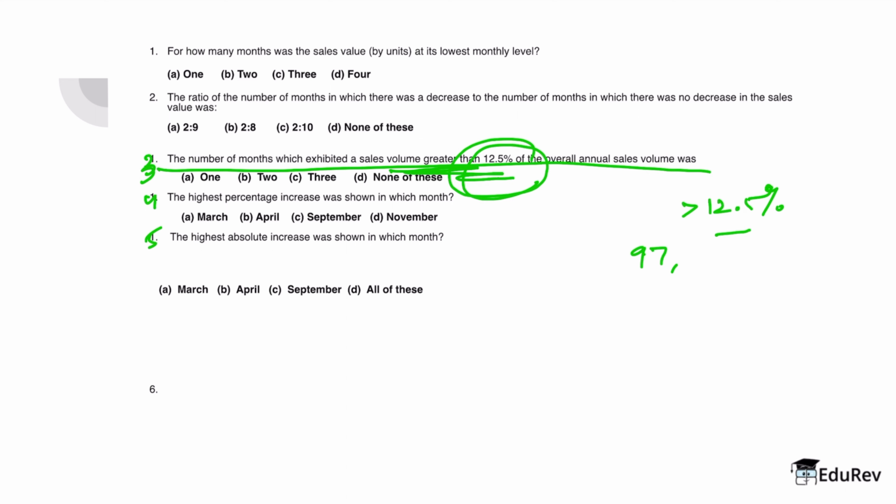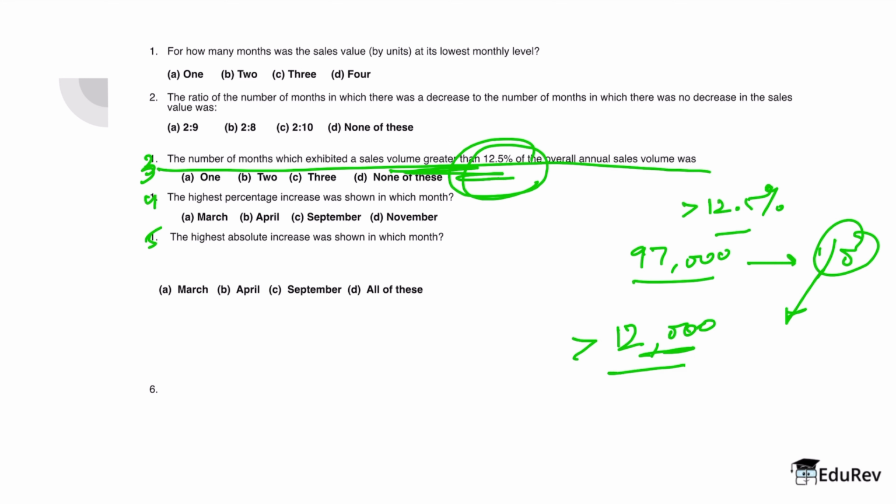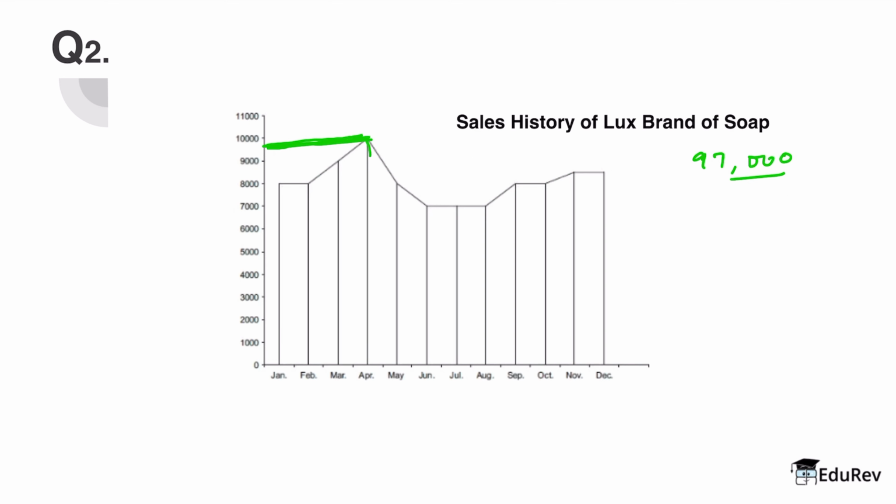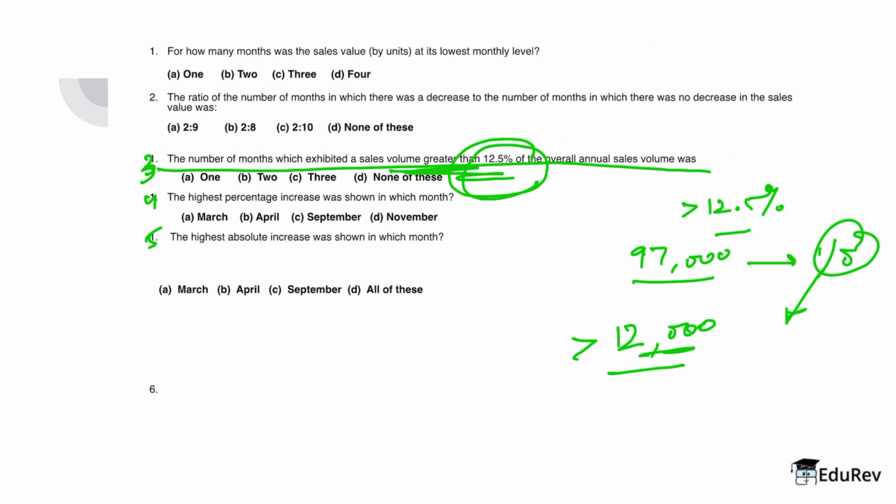So 1/8 of 97,000, if I calculate it, has to be about 12,000. That means more than 12,000 is what I want, and more than 12,000 has never occurred during the time. So none of the above should be the option here.